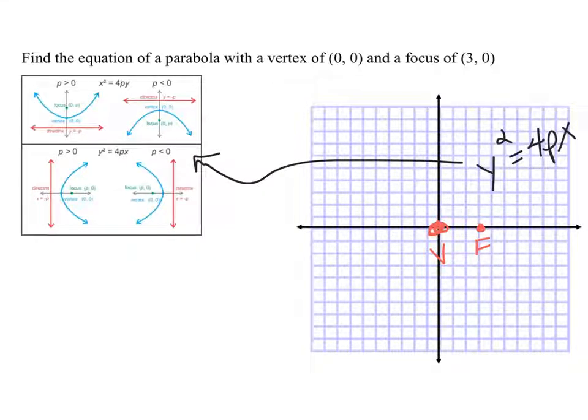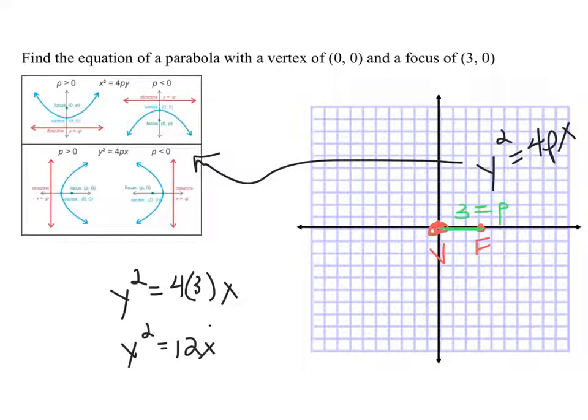Now that p, remember, is how far the focus is from the vertex. So you come down here and you say, well, they are 3 units apart, so that's my p value. So my final equation is y squared equals 12x, like that.